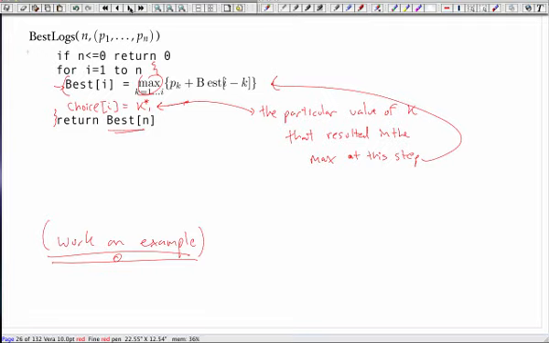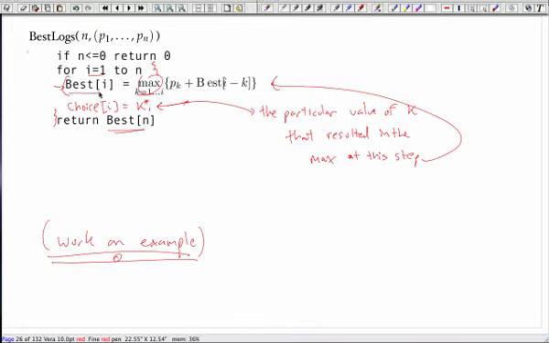Great questions. Will some of the spots in the array be empty? Every single spot will be filled, because this loop is going from i equals 1 to n. So it's going to go through every spot, and it's going to set best of i to something.